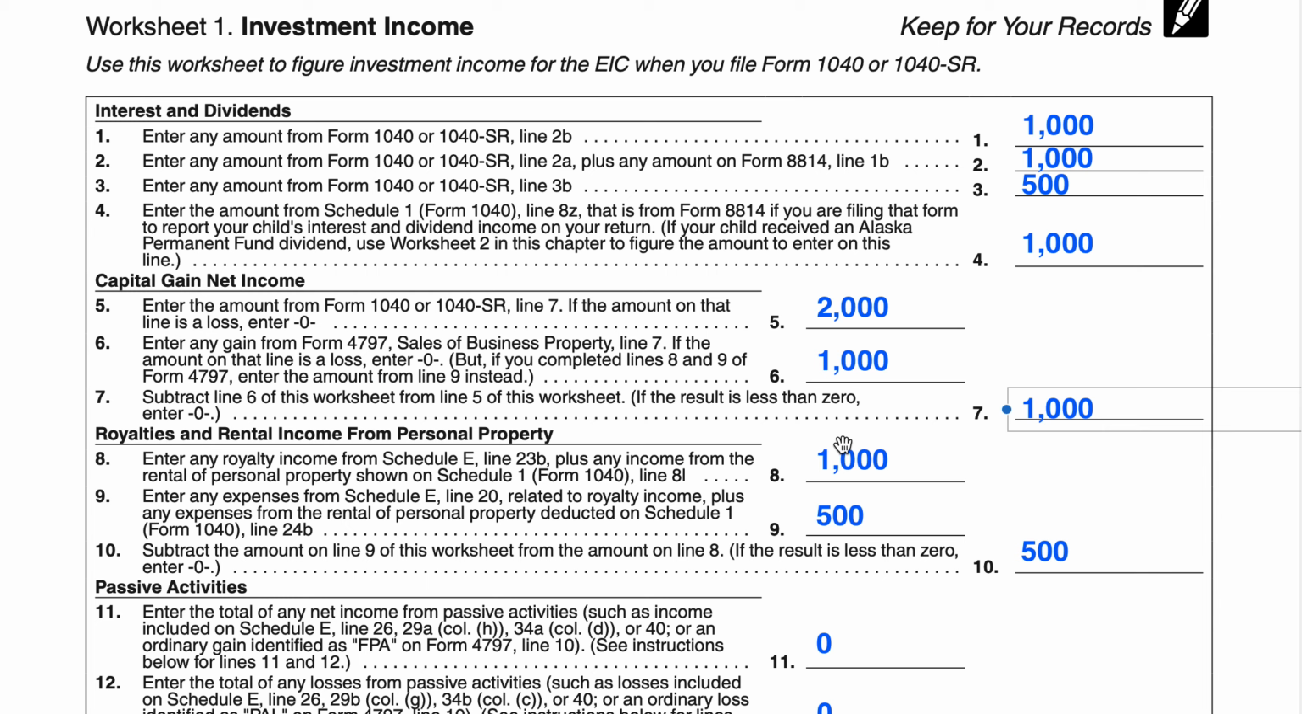Now we get to back out any expenses related to royalty income or any expenses related to the rental of personal property that you deducted on either line 20 of your Schedule E or line 24B from your Schedule 1. So let's just say that that was $500 of expenses. We're going to subtract that out, and our net gain from the royalty and rental income is $500.